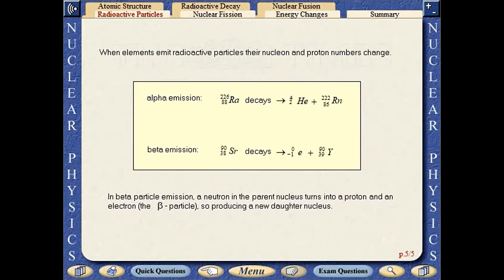When elements emit radioactive particles, their nucleon and proton numbers change. In beta particle emission, a neutron in the parent nucleus turns into a proton and an electron, the beta particle, so producing a new daughter nucleus.